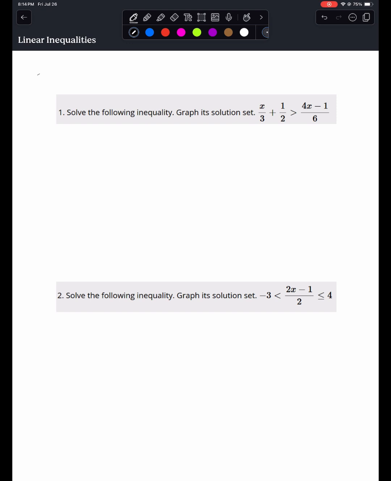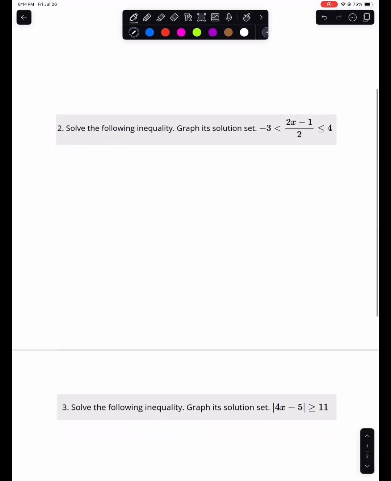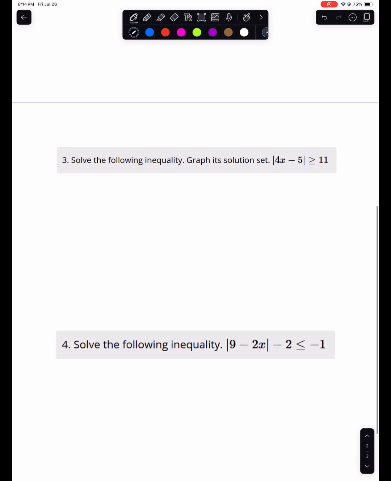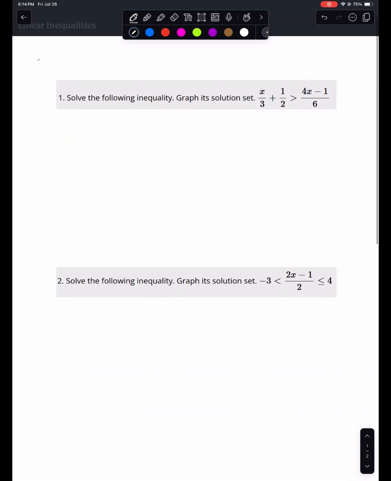In this video, I will be going over linear inequalities, what they are and how to solve them through solving actual questions provided within the module. Right? So let's start with the first question. And it says to solve and graph. Okay.